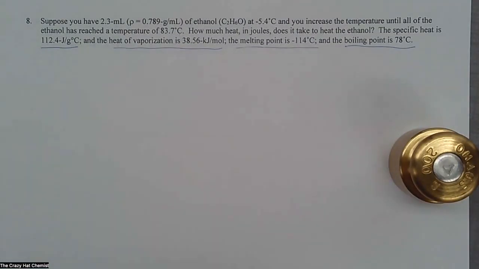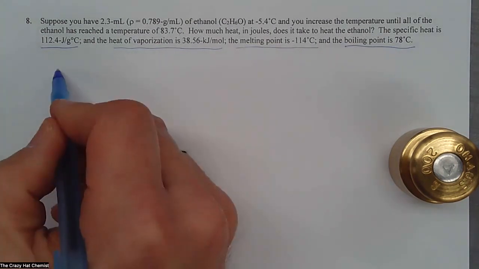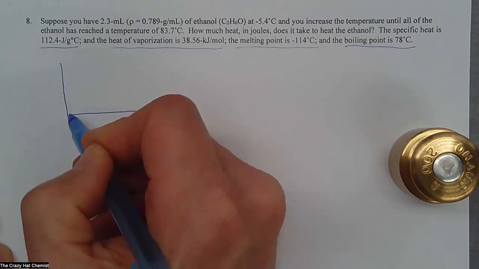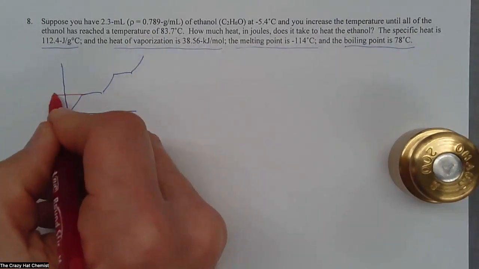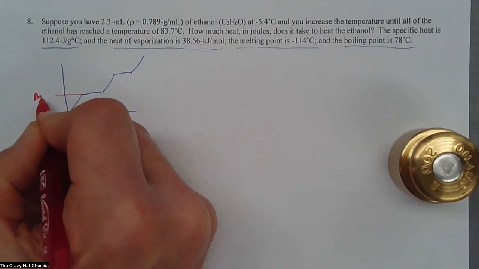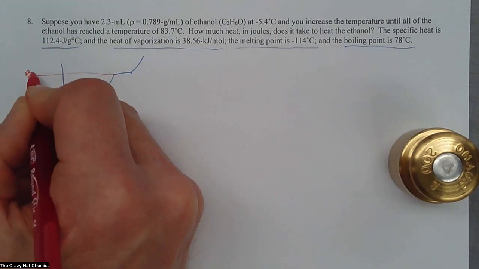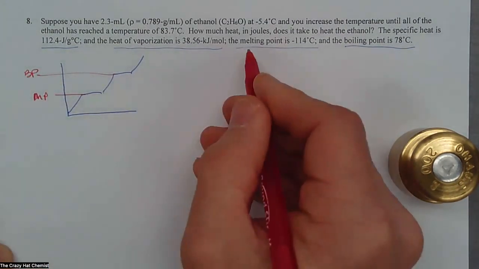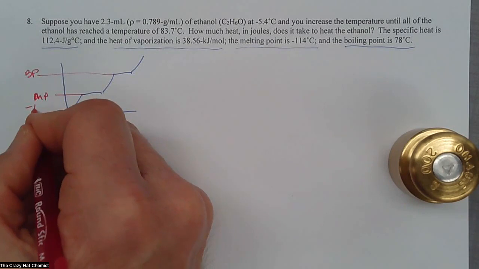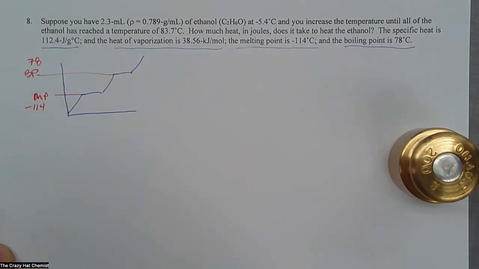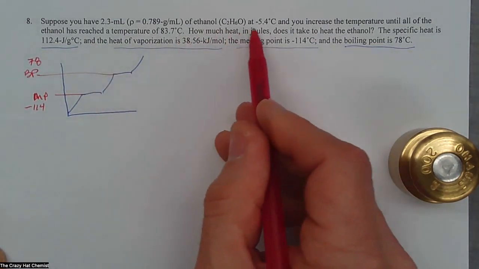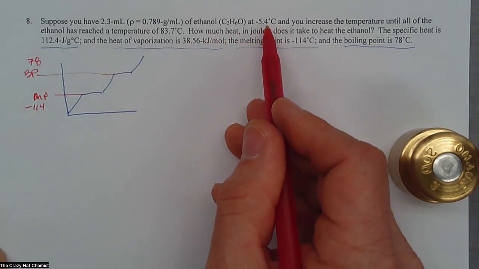But it's for ethanol. So what we have to do is draw ourselves a little graph. And again, what defines the graph is the melting point and the boiling point. What is the melting point? The melting point is negative 114. What is the boiling point? It is 78.